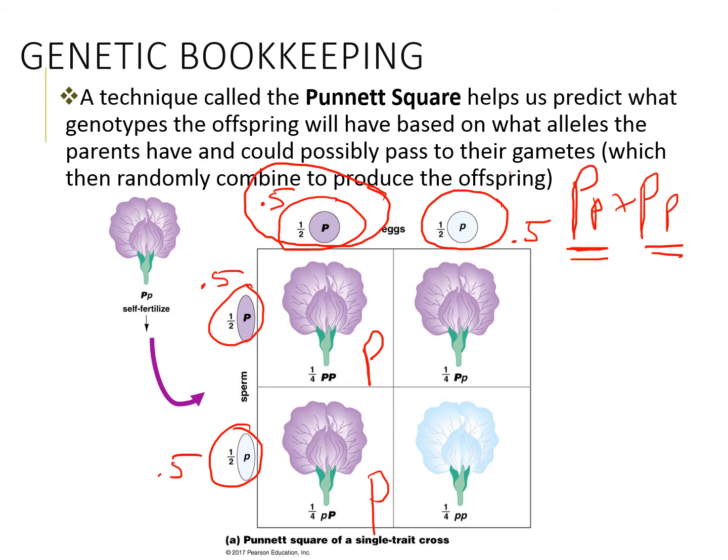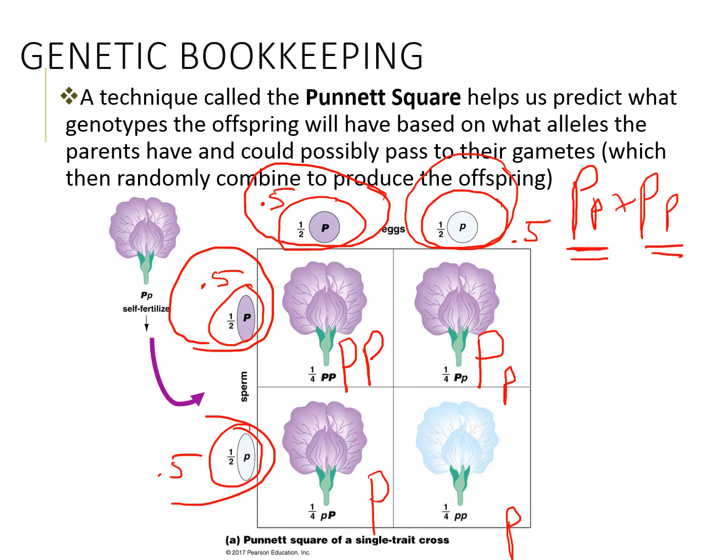Now let's do the same thing for this one. Little p, so little p and little p. Okay, so now we're going to go over here, and that's from the other parent. Big P, we're going to bring it right across that row. So big P and big P.